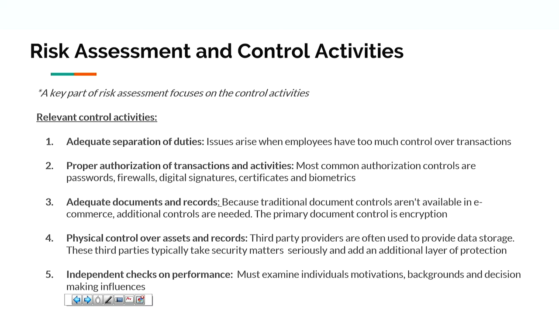E-commerce needs to also maintain adequate documentation and records. Because traditional document controls aren't available in e-commerce, additional controls are needed. The primary document control is encryption. Maintaining physical control over assets and records is also important. Generally, e-commerce utilizes third-party providers so they can have more data storage. These third parties typically take security matters very seriously and act as an extra layer of protection. Independent checks on performance are also important.